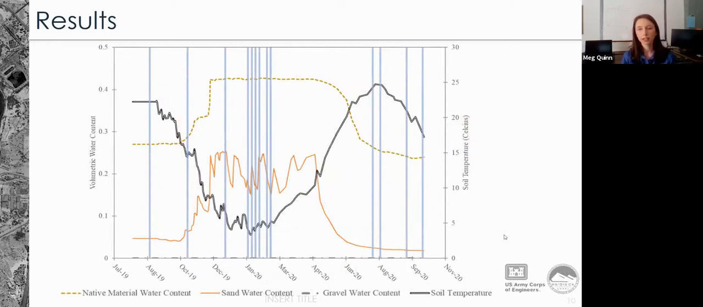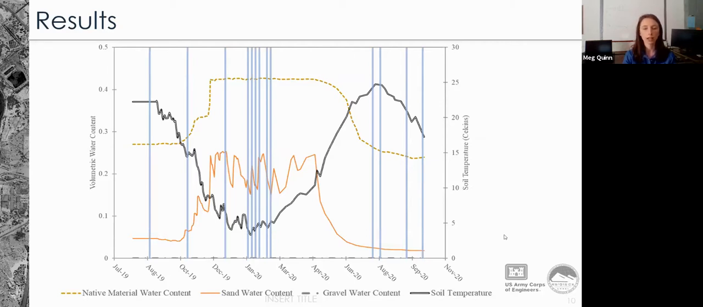Another part of our testing that I alluded to was the seasonality performance of the array. So here's just an example of soil moisture plotted over time. We installed Campbell Scientific 650 soil moisture and temperature sensors adjacent to the fiber optic cable in the trench, and we installed them in each material type. So these are the daily readouts of moisture and temperature changes.